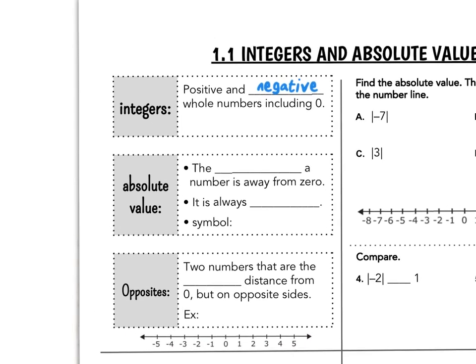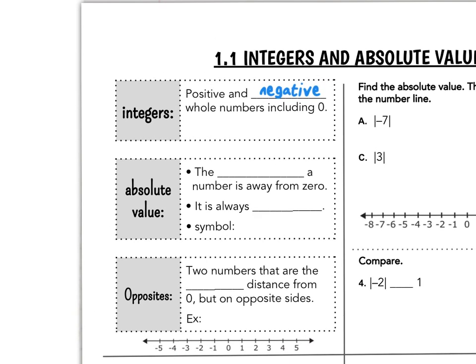Okay, positive and negative numbers including 0. Now let's take a look at absolute value. Absolute value is the distance a number is away from 0. So write the word distance in that blank. Now if I'm ever going too fast, please feel free to pause the video so you can stay caught up with me. Because if I go too fast and I'm way ahead of you, you will probably get confused. The second bullet here is that absolute value is always going to be positive. The reason why is because since it is distance, distance is always positive.